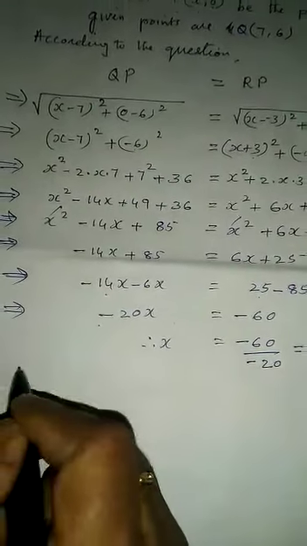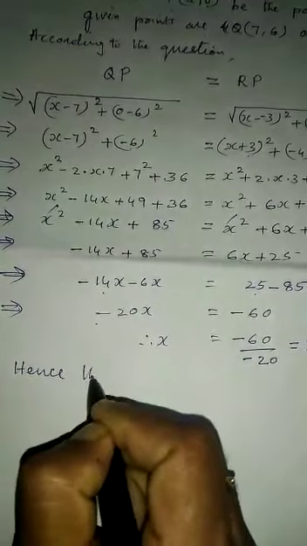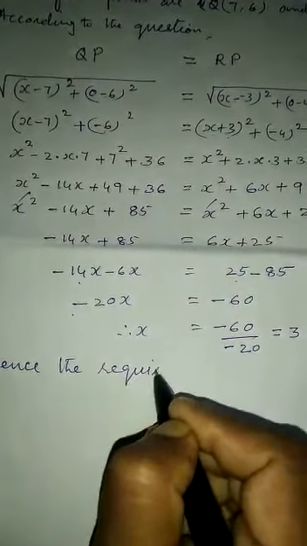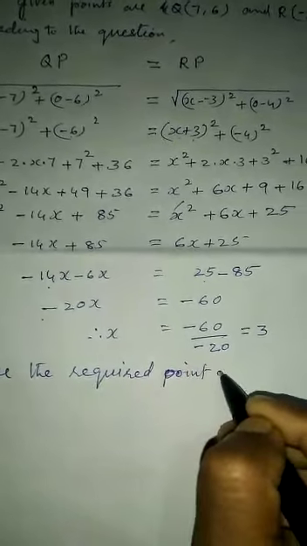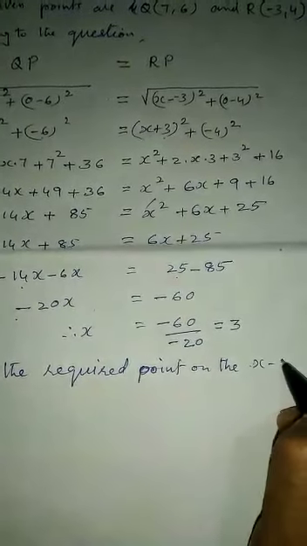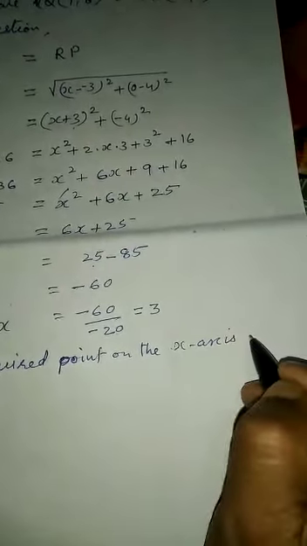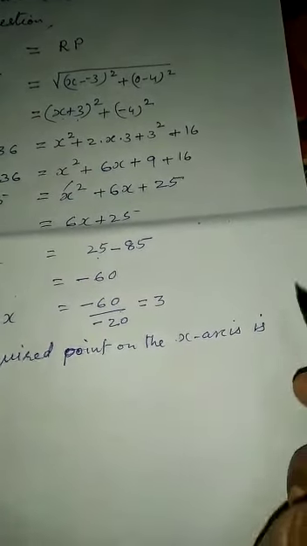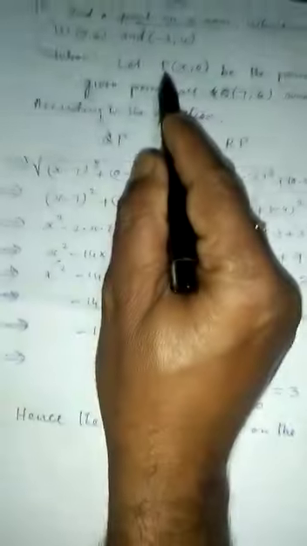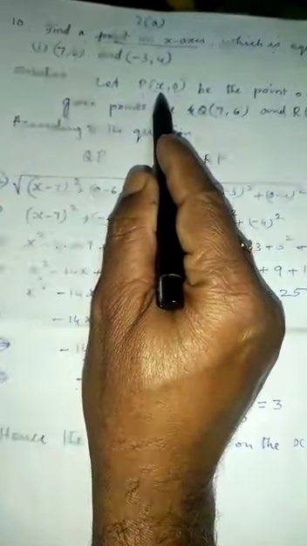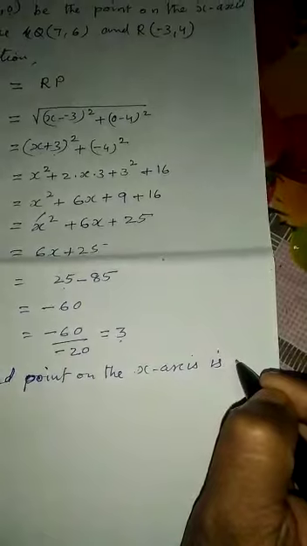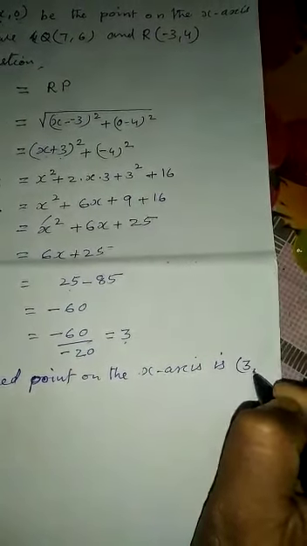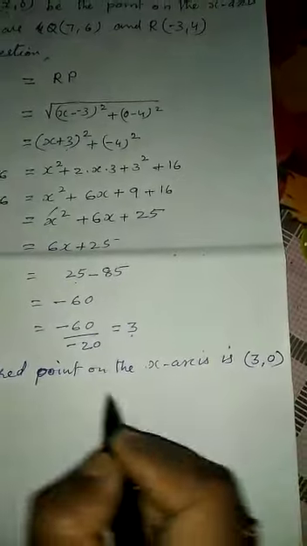Here we got the x value. Hence, the required point on the x-axis is, see here, we have taken the point P (x, 0). Here we got the x value, x is 3. So the required point on the x-axis is (3, 0). That's the answer.